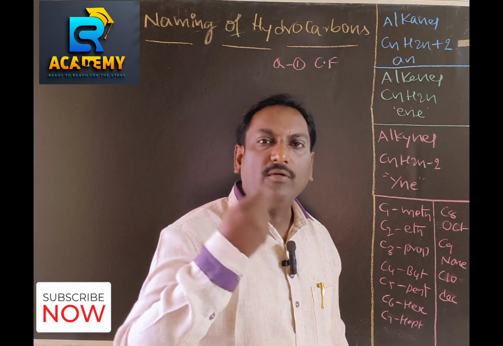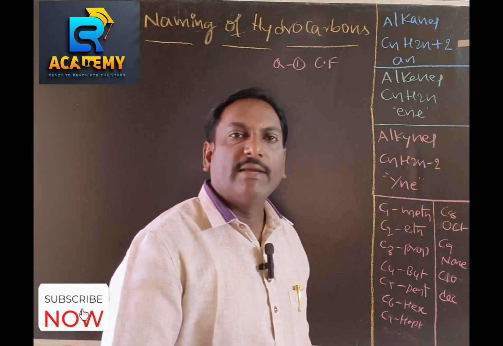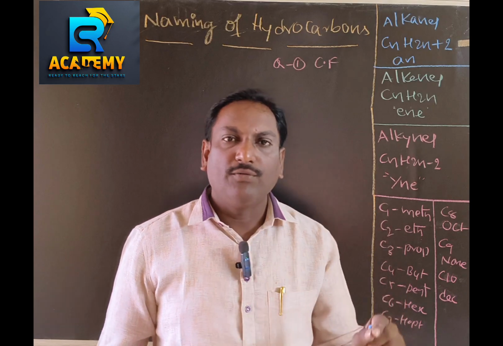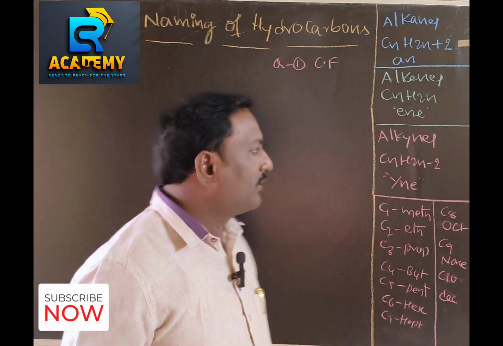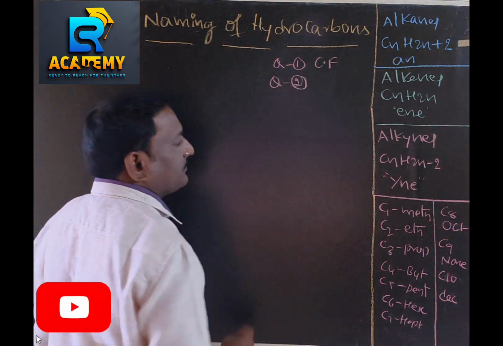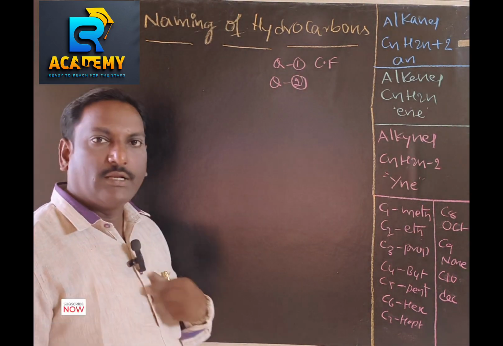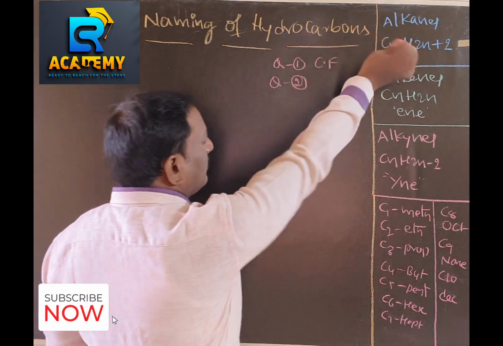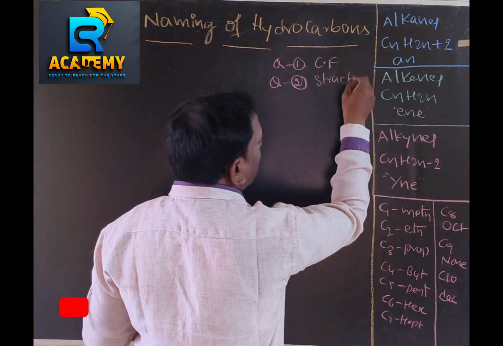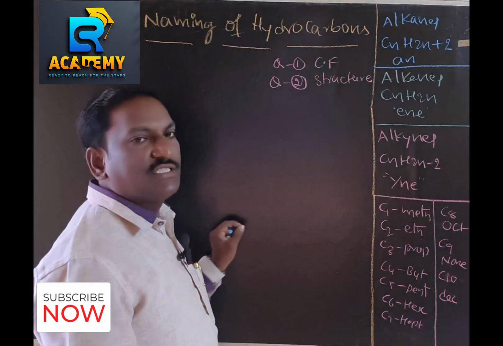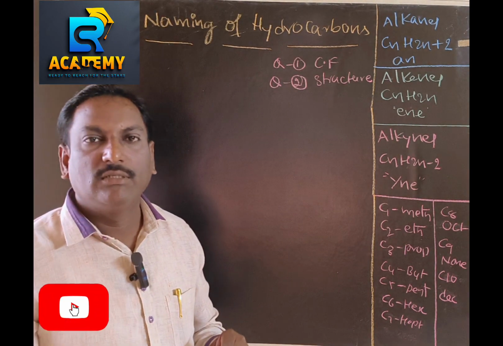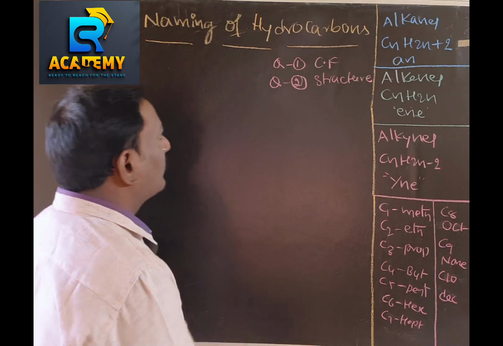What is the chemical formula of cyclopentane? What is the chemical formula of cyclobutane? These kinds of questions you will get. One question is based on chemical formula. Questionnaire number 2: Structure of the compound. We need to draw the structure. Draw the structure of pentane. Draw the structure of propane. Draw the structure of hexane, like that.